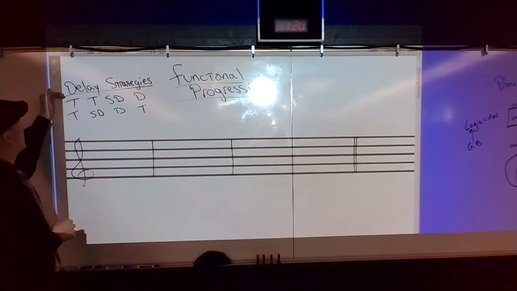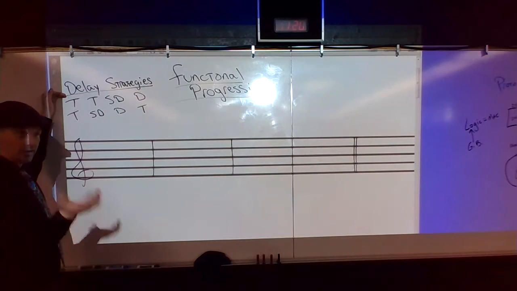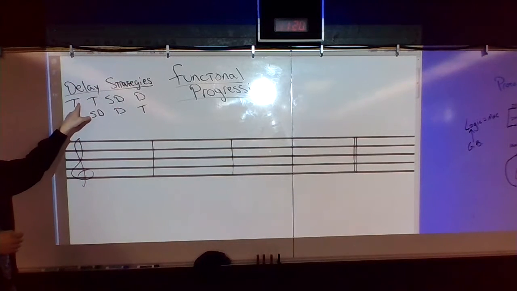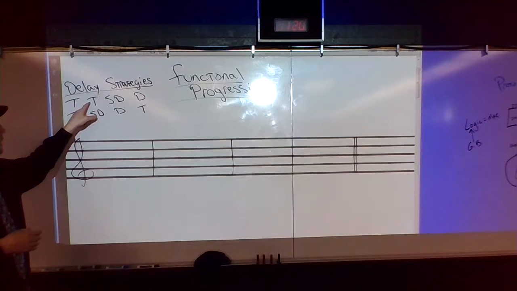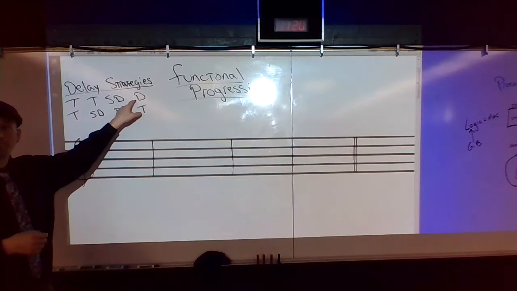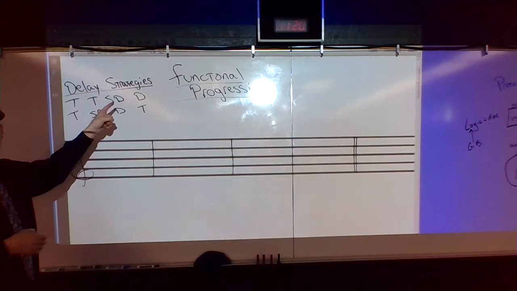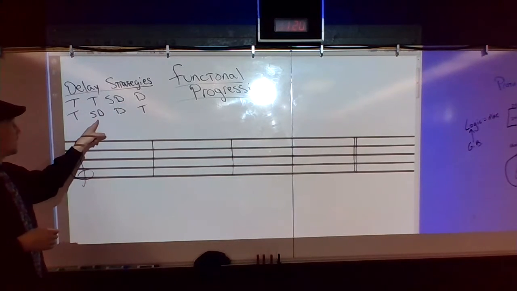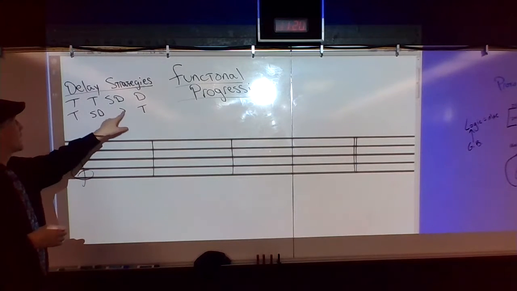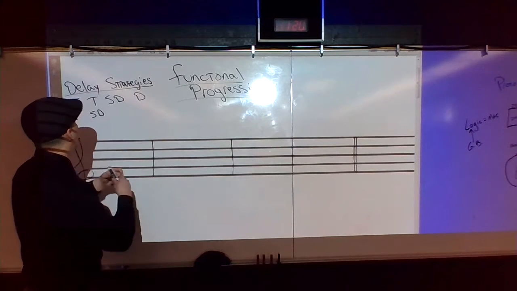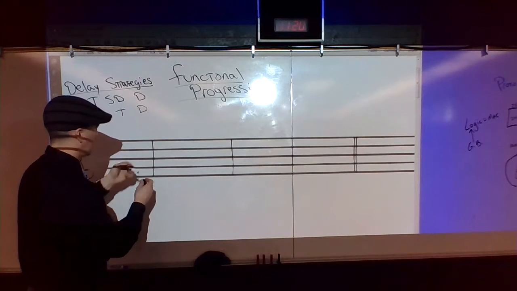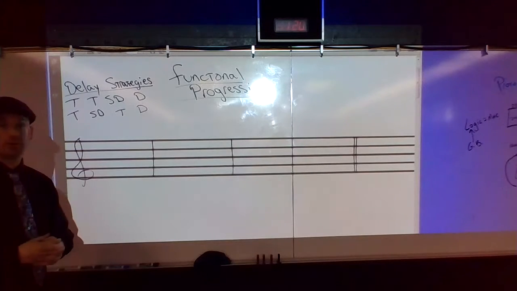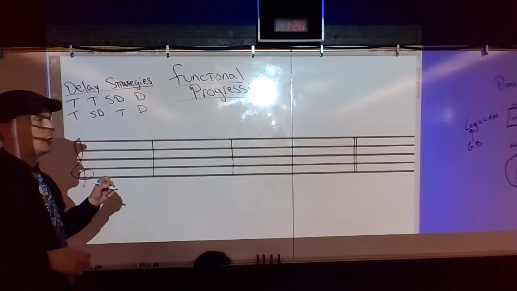So the first thing that we did in the last video is tonic, subdominant, dominant, tonic. Now, the first delay strategy I have is tonic, tonic, subdominant, dominant. This is still a functional progression, right? We're just delaying that movement to the dominant to the 4th bar. Then the other one is tonic, subdominant, and then we go back to tonic, and then dominant. So, tonic, subdominant, tonic, dominant.